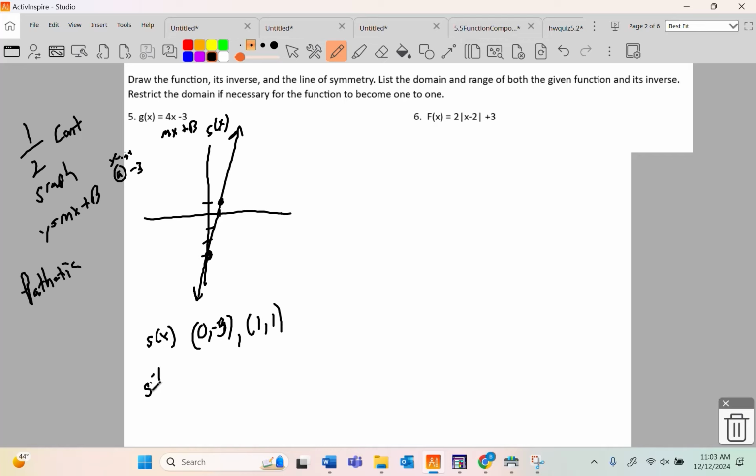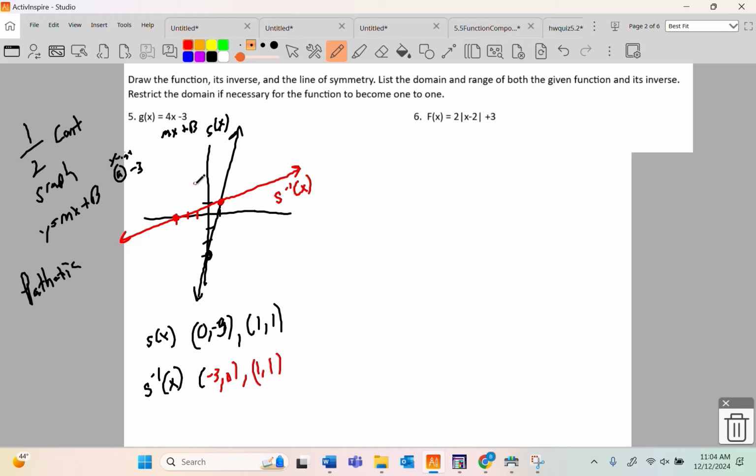So its inverse, denoted g to the negative first of x, read the inverse of g of x, is going to swap x and y. It's going to contain (-3, 0), and this is still going to be (1, 1). So I'm going to have to go back 3, up nothing, still contain (1, 1). This would be the inverse function. And this is g to the negative first of x.